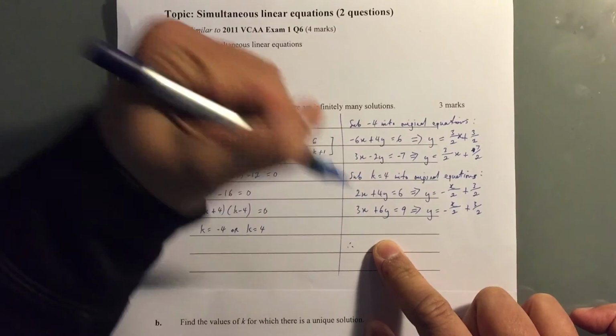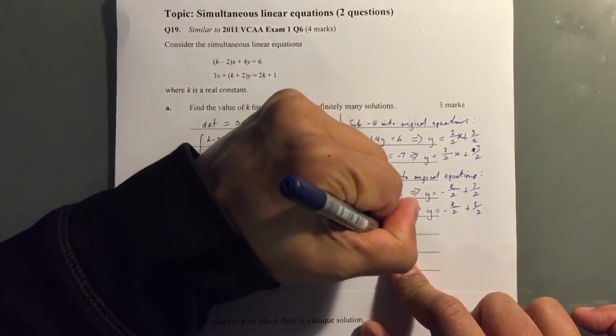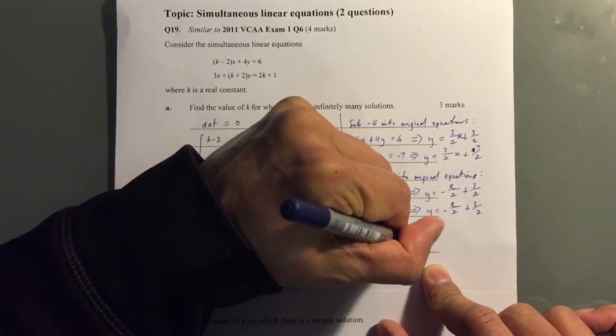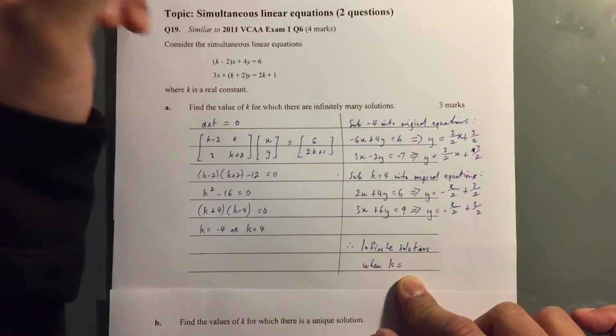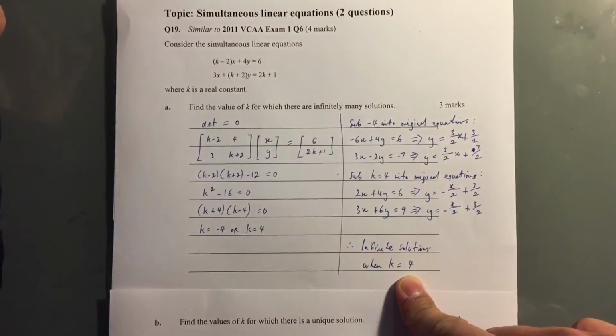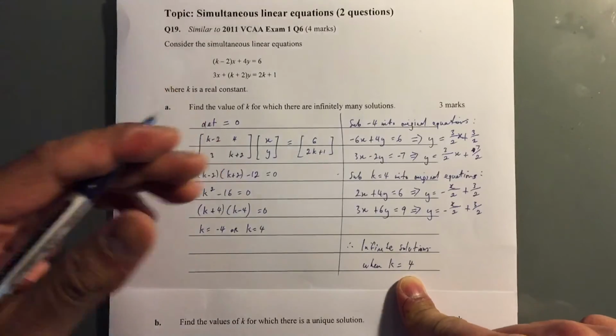So therefore, infinite solutions when k equals 4. And no solution when k equals negative 4.